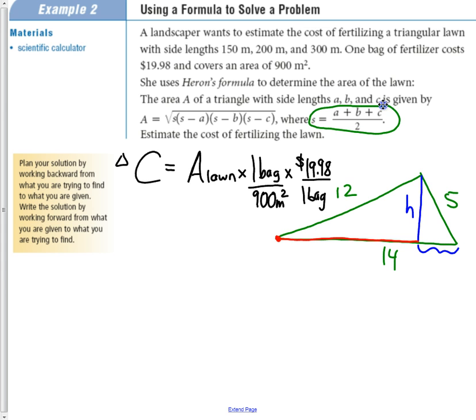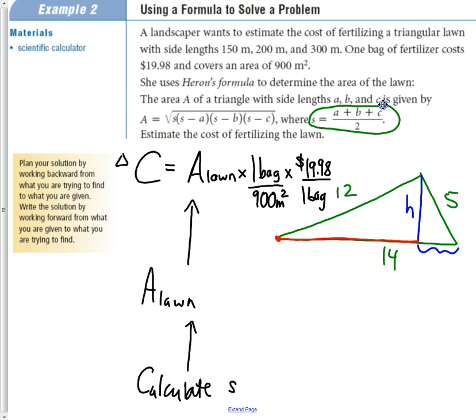So working backwards, that's the final step, and then before we do that, we need to know the area of the lawn. Before we do that, we would have to know the area of the lawn, and we have the formula for that. Before we do that, we would have to know the value of that variable s. Okay, so those are our 3 steps.